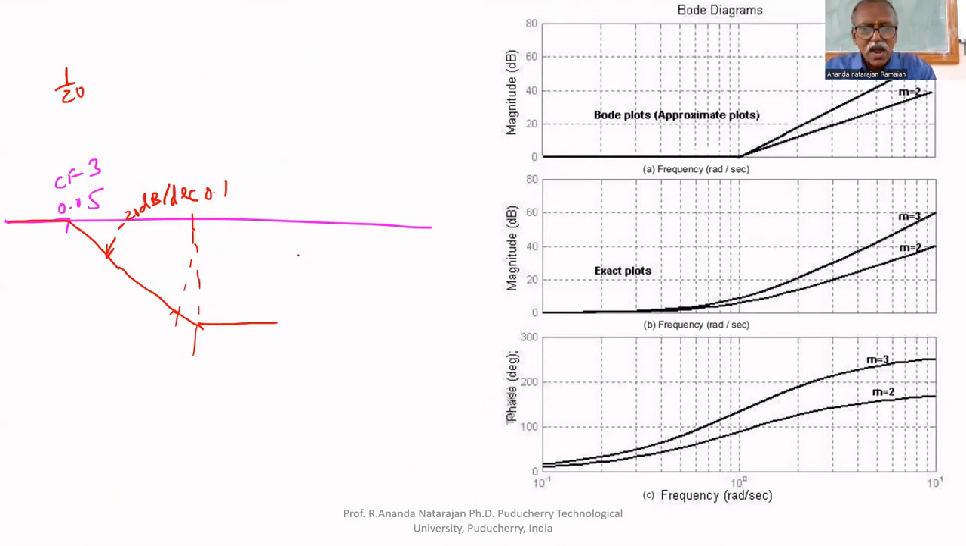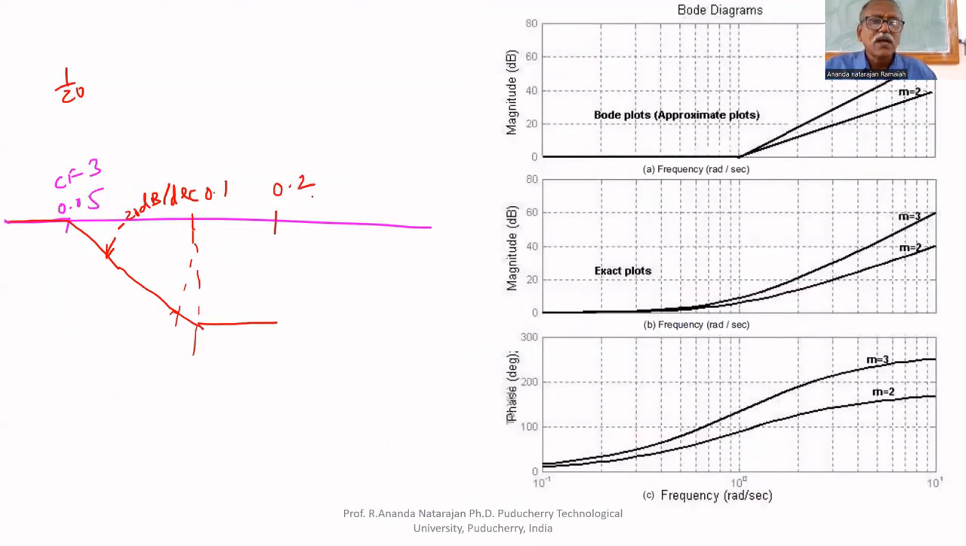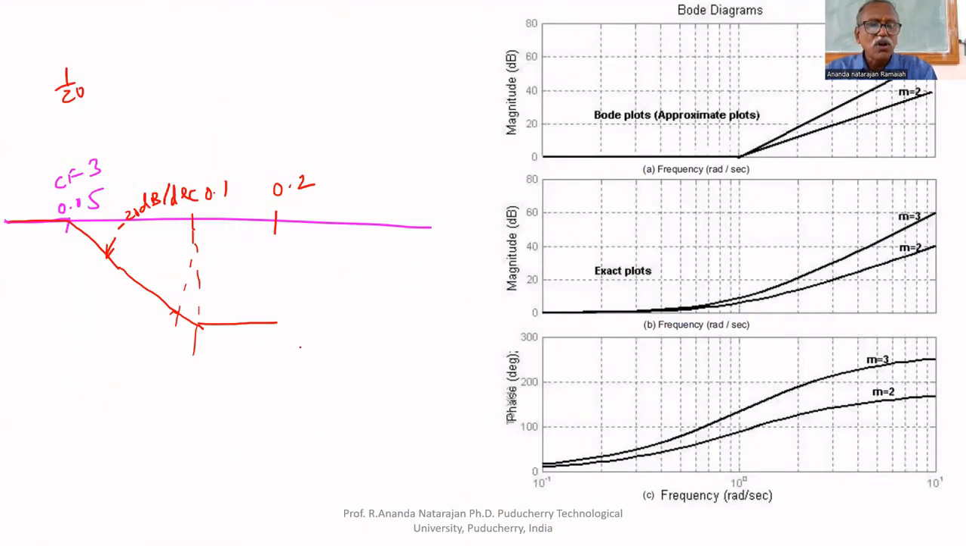Up to what? Up to 0.2 only. At 0.2, what happens? All the three graphs come together. What is the slope of this? Minus 20 dB per decade. What is the slope of this? Plus 20 dB per decade. If you add these two together, 0 dB. The third one comes into the picture, minus 20 dB. Therefore, after this, again, it decreases at the rate of minus 20 dB per decade.